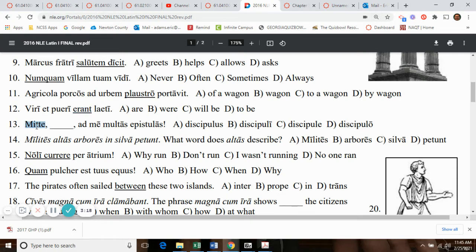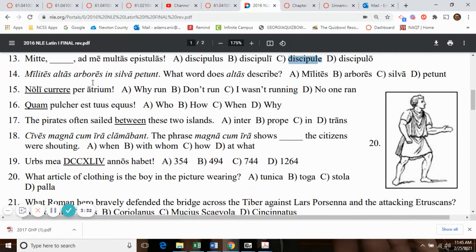Erant, E-R-A-N-T. Mitte is a command. Send the letters, many letters, to me, talking directly to the student. And so we need to make it into the vocative. Remember, the vocative almost always looks the same as the nominative, but when it ends with us, you take off that us and you add an e, discipule. Then altos here modifies what? Well, we look at altos, we know that it has to be an accusative plural. And what is accusative plural? Well, the soldiers could be accusative plural, but the trees could be accusative plural. So it's either that the milites, the soldiers, seek the trees, or the trees seek the soldiers. Well, obviously, I think that the trees are the direct object, and so arbores is the word that it's going to be modifying, in the same case, number and gender.